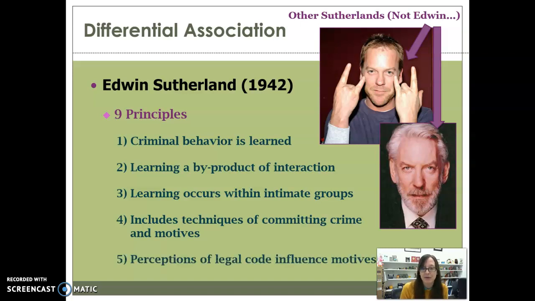The fifth principle is that perceptions of the legal code influence motives and drives. That means the specific direction of motives and drives is learned from definitions of the legal code as either favorable or unfavorable. If you see the law as stupid and think why bother, that's going to change your motive, versus if you see the legal code as valid but feel the need to break it for some reason, that's going to change your motive and your drive and how you commit your crime. Those perceptions are also learned.